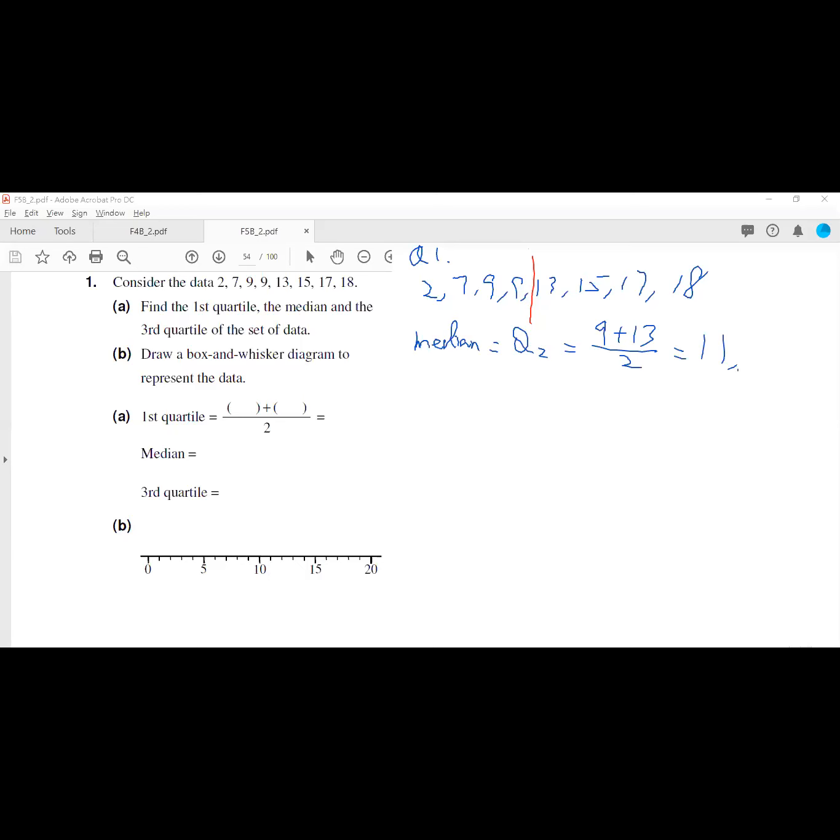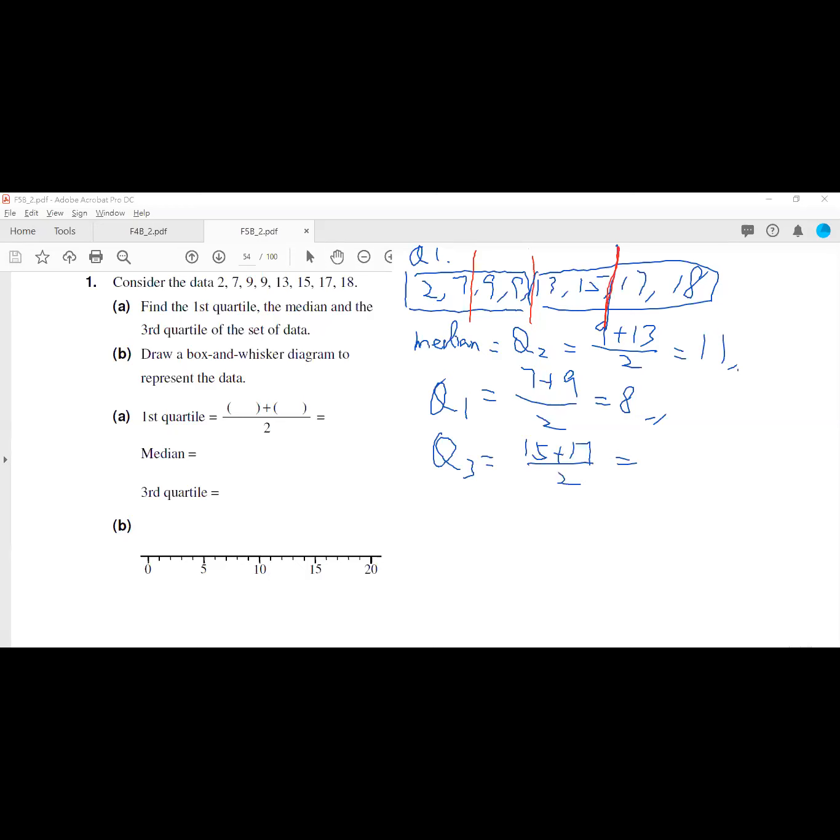Okay, and then for the remaining smaller half and larger half. Smaller half, we have 4 data. So the middle position is here. Okay, so the Q1 is equal to 7 plus 9 over 2. That is equal to 8. And then Q3, we have 4 data. Middle position is 15, between 15 and 17. So Q3 is equal to 15 plus 17 divided by 2, which is equal to 16.